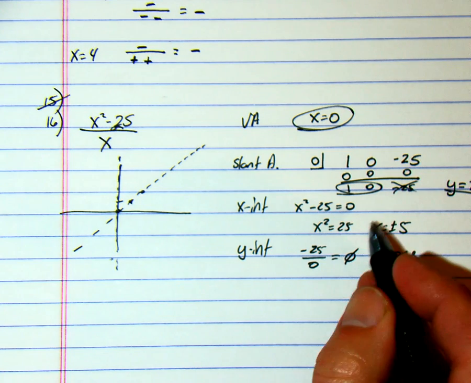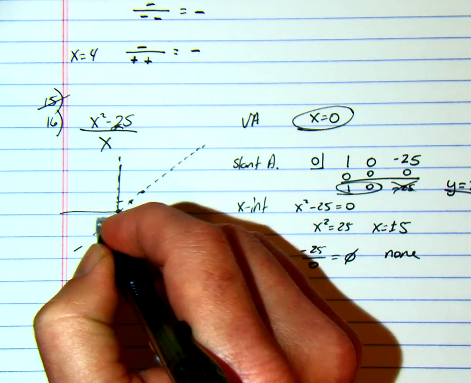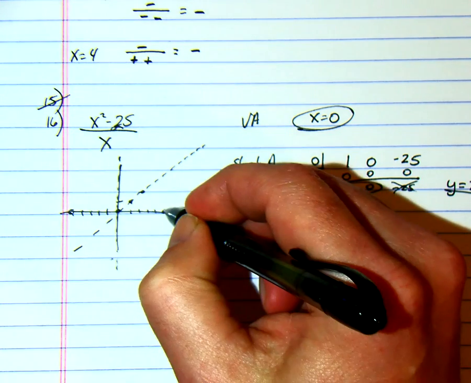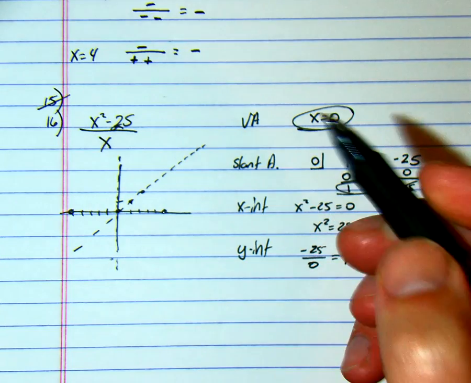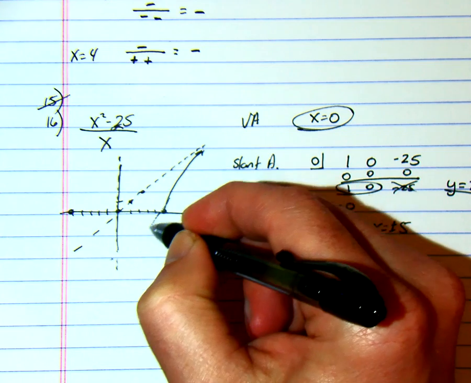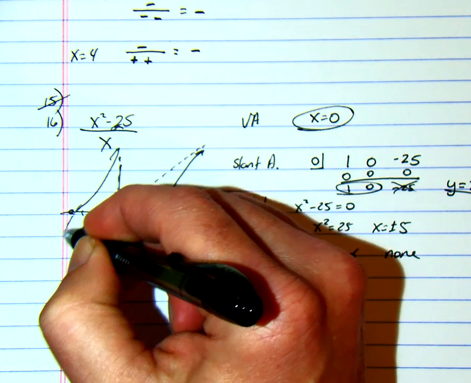X-intercepts. We know we have one at positive 5, 1, 2, 3, 4, and 5. We know we have one at negative 5, 1, 2, 3, 4, and 5. So that means that we have all the pieces that we need. We know that from this, it's going to approach that asymptote, and it's going to approach that asymptote. These are just really, really wide.